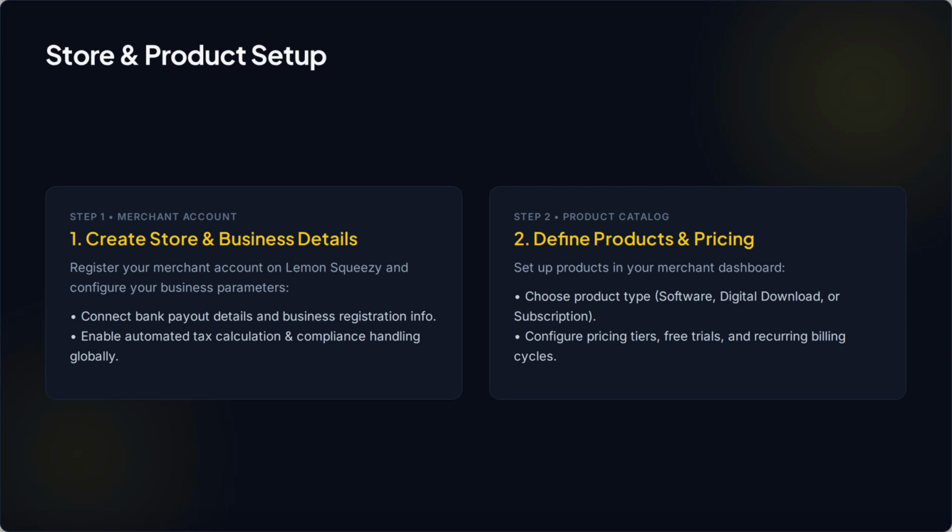For step 2 you need to define your product and pricing. Choose the product type, whether it's software, digital download, or subscription, and configure the pricing tiers, whether you have free trials or recurring bill cycles or both.